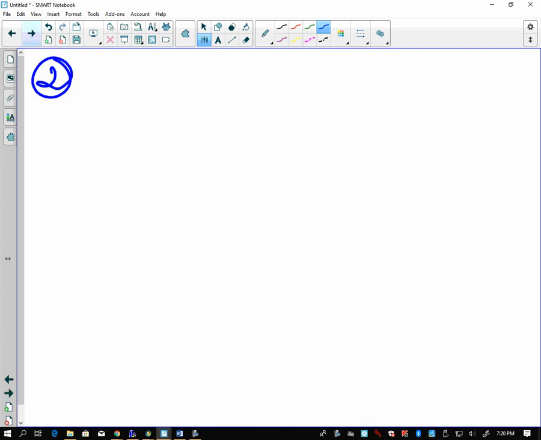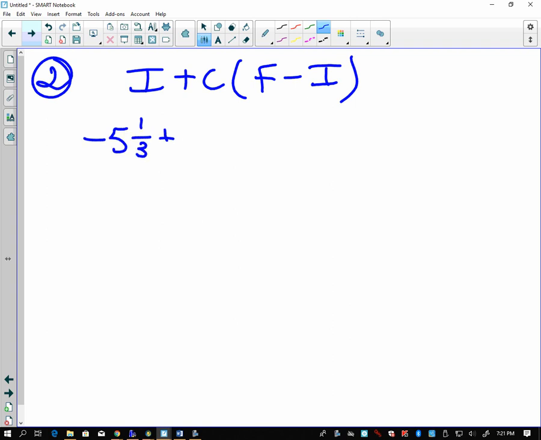Number 2, find the number that is 2/3 of the way from negative 5 1/3 to 9 2/3. You've seen a lot of these lately in your homework: initial plus change times final minus initial, I believe, is our formula. Our initial number is negative 5 1/3. Our change is 2/3. Our final was 9 2/3 minus negative 5 1/3.